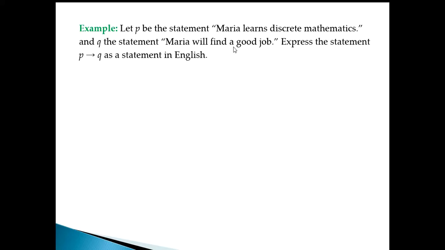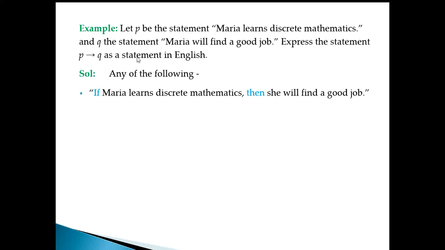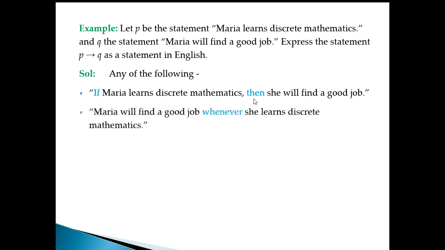We have different ways to write this P implies Q in English, not only if and then. First, we can write: if Maria learns discrete mathematics, then she will find a good job. So here we use if-then. This is the conditional statement. Another way: Maria will find a good job whenever she learns discrete mathematics. It also means P implies Q. If you use whenever, your second statement comes first and the first statement comes second. The meaning is still P implies Q, right?